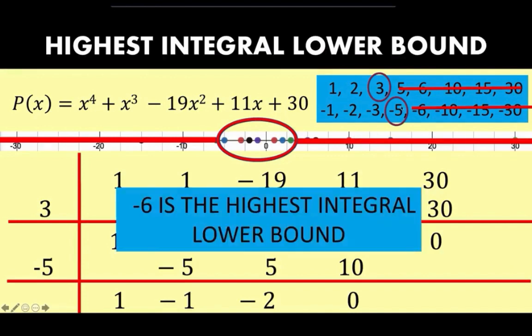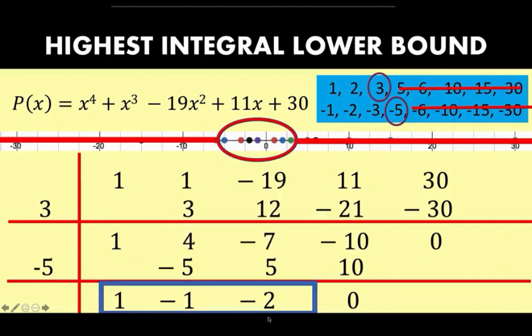If negative 5 is a root, and if negative 6 is a lower bound, then anything to the left of negative 6 cannot be the root. Negative 6 now must be the highest integral lower bound. There is no more number greater than negative 6 that can be a lower bound for the roots of this polynomial function.